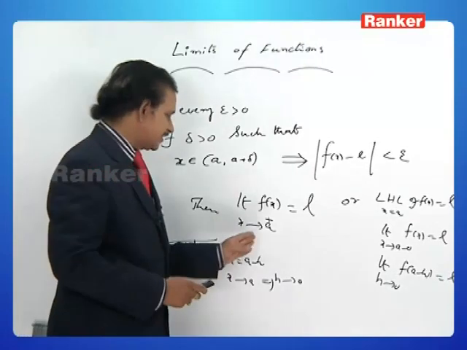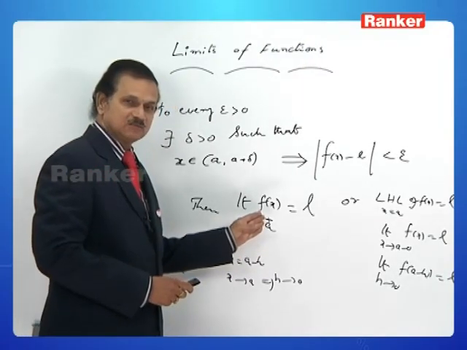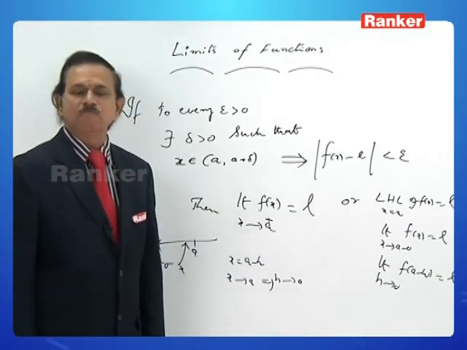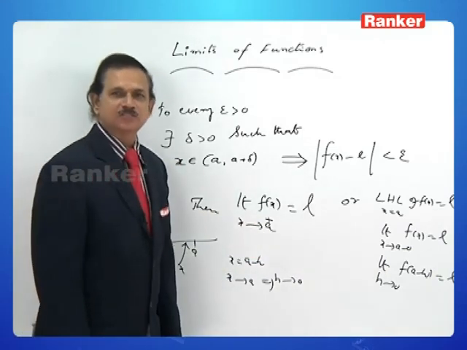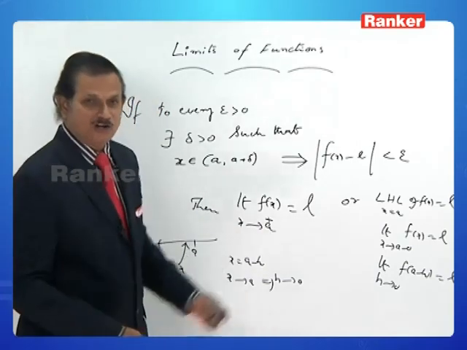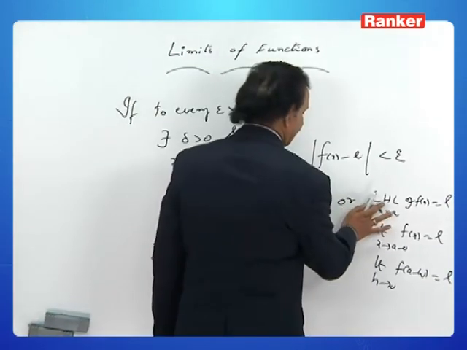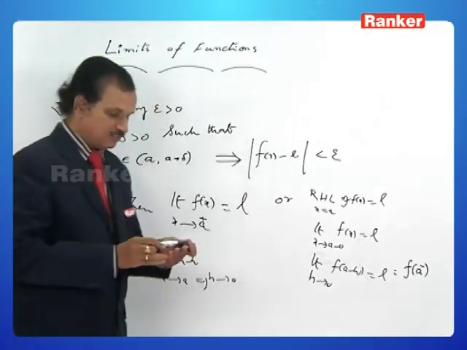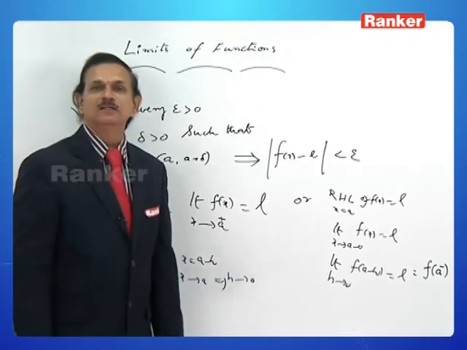Even though we write x tends to a plus, you are not supposed to read it like x tends to a plus. You must read it as x tends to a from right. And it is of course called the right hand limit of f of x. RHL of f of x is L.